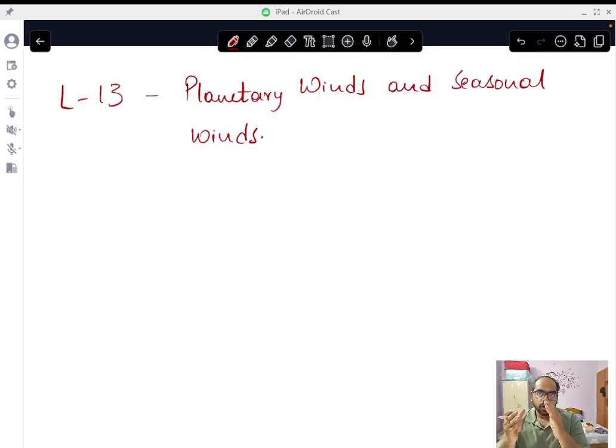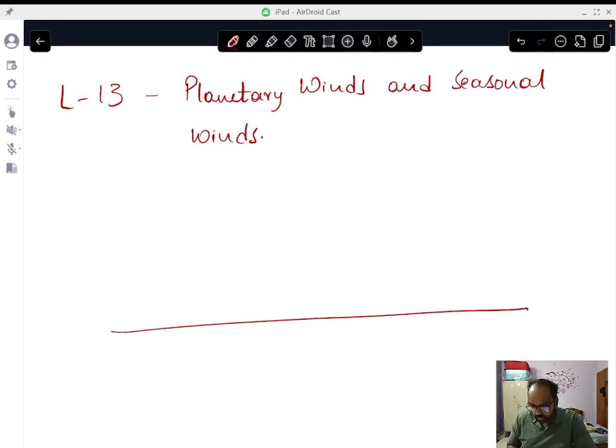So in order to understand planetary winds, first we have to look at the development of different pressure cells or pressure belts at different regions of the earth. Let's look into it. It is the equator, it is the polar region, subtropical region, subpolar region. This condition is during equinox.